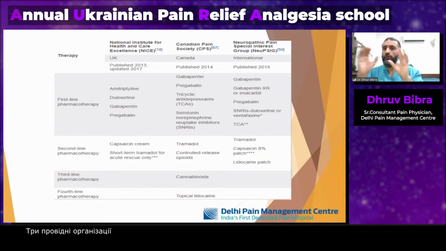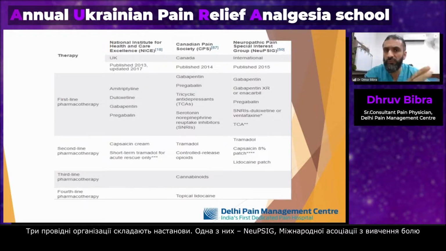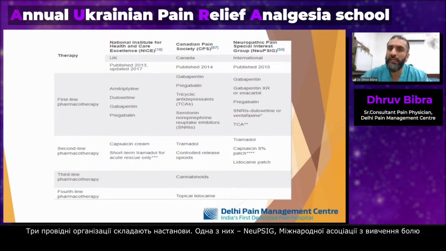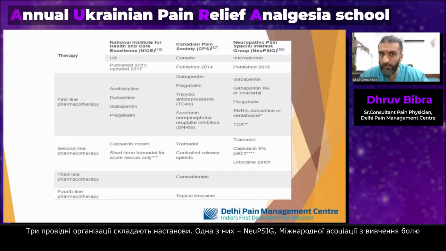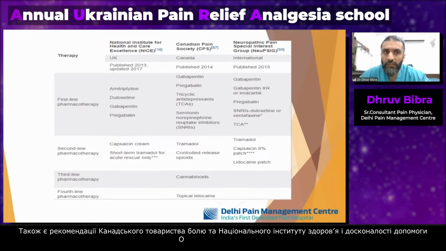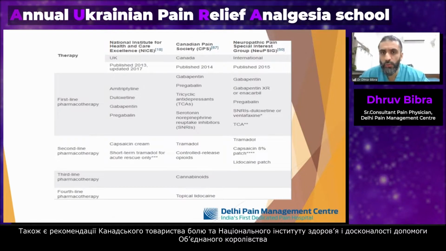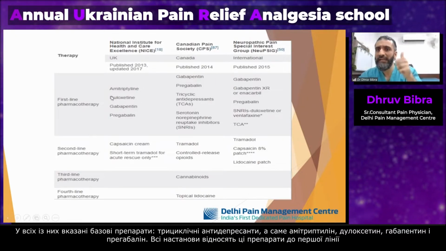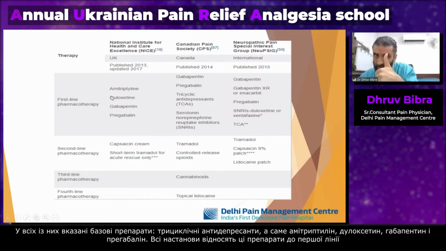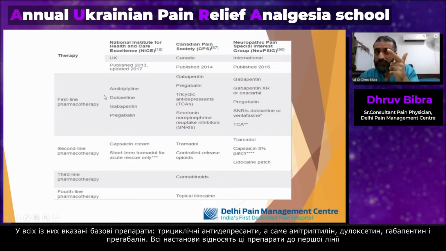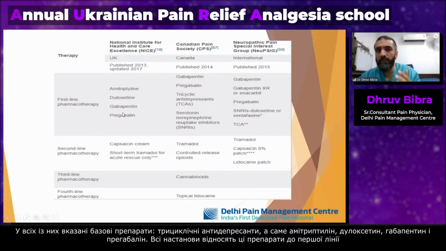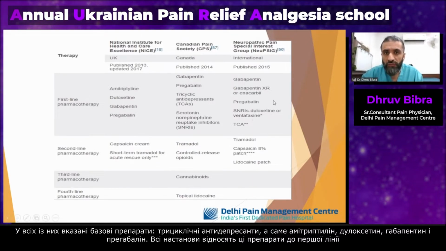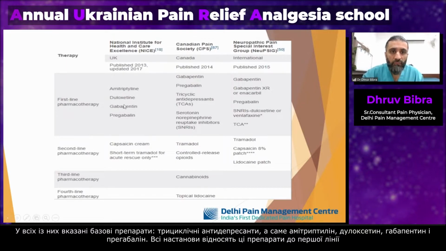If you go through them, we have around three major organizations which have given guidelines. One is the NeuPSIG, ISP, then we have the Canadian Pain Society, and then we have NICE coming from the UK. All of them talk about the basic drugs, that is the TCAs, specifically amitriptyline, duloxetine, gabapentin, and pregabalin as first line.